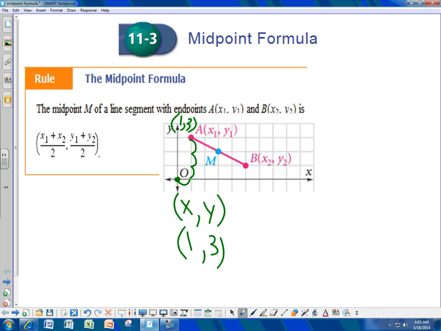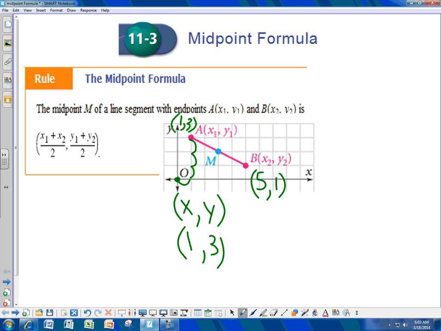All right, and then we would do the same thing to find the location, the numbers that go with B. All right, so for B it would be a movement of 1, 2, 3, 4, 5 to the right, and only 1 up.